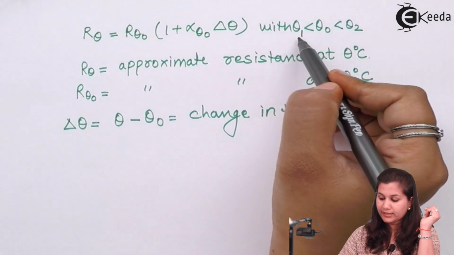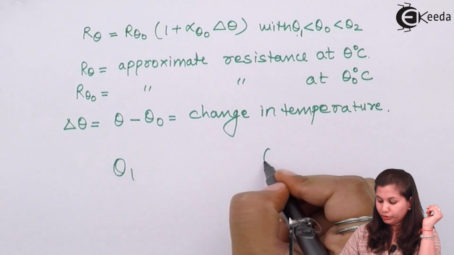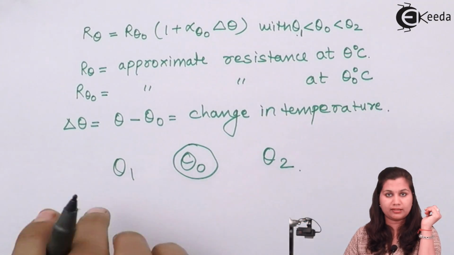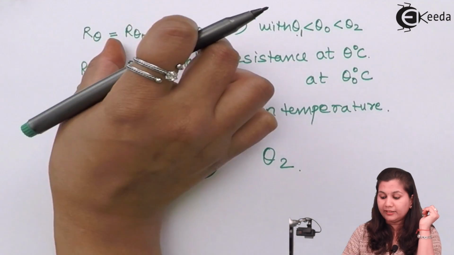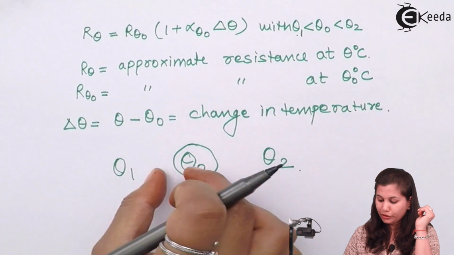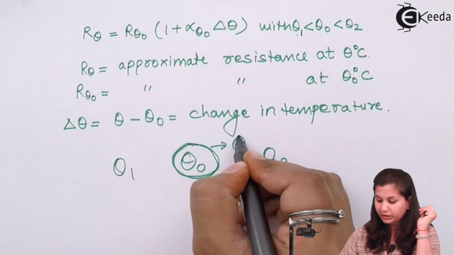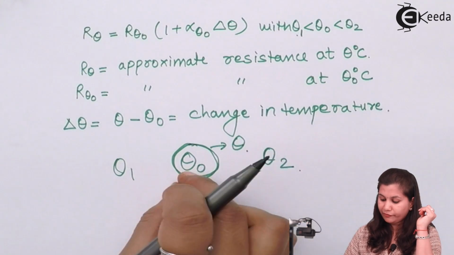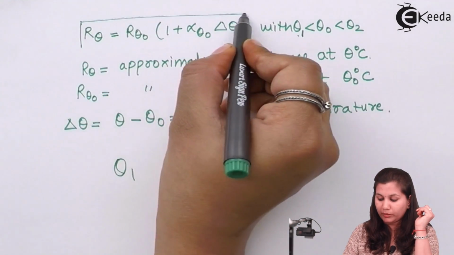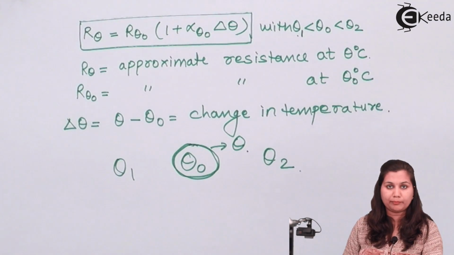So temperature changes from theta 1 to theta 2, but we are considering a temperature in between this range, where we get a linear relationship between the resistance and the temperature. First the temperature is theta naught and it is changed to theta. So the change in temperature we will calculate by using this formula, using this linear approximation. Now what about the quadratic approximation?